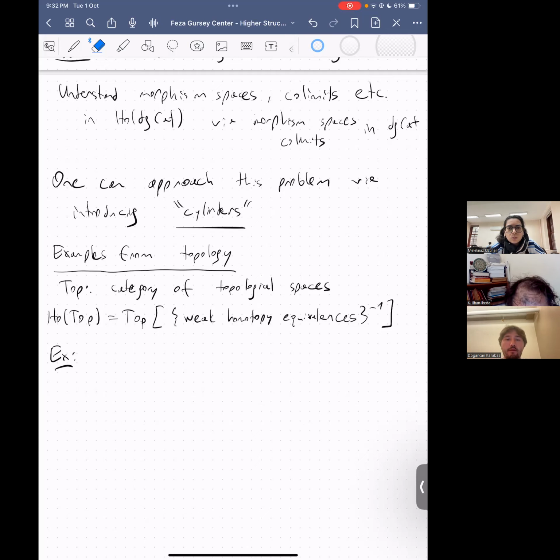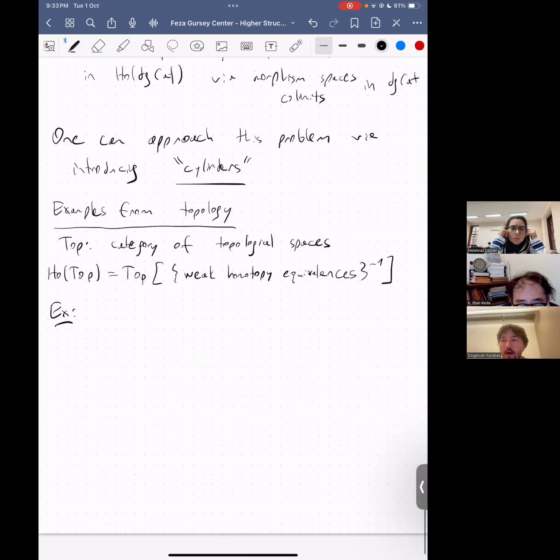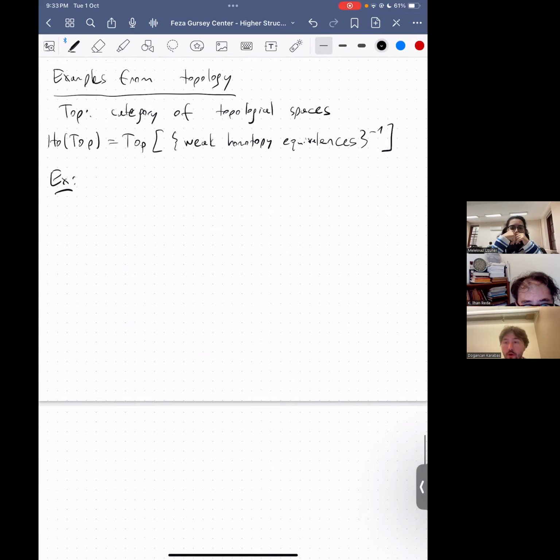So yes, DG categories, I just talked about the symplectic geometry side, but actually there is much more motivation from algebraic geometry than symplectic geometry, of course. Okay, so then I can give you examples.